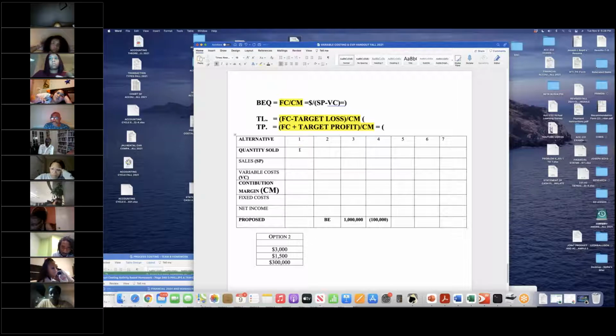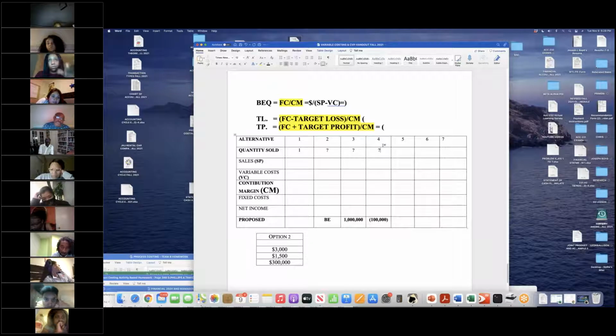I want to know what happens if you sell one. Then the question becomes, how many do you have to sell to break even? Then how many do you have to sell to make $1 million? How many do you have to sell so your loss will only be 100,000? So in this first one, you're given the quantity. In this next set, you got to calculate the quantity, and then you're proving it.